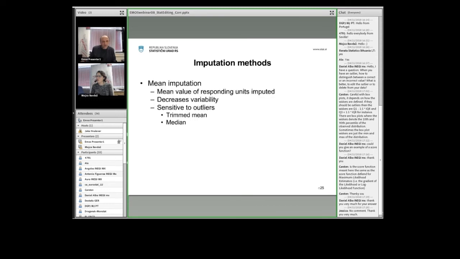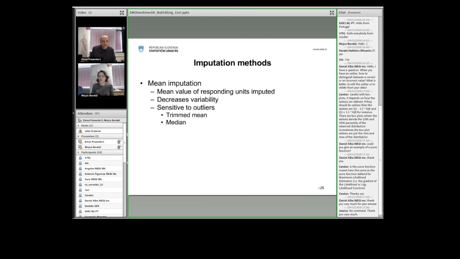The first one is the mean imputation. It's a very simple way of imputation, a very simple idea. If you don't have data for a certain unit, it is estimated by the mean of those units that responded. Of course, it's very simple, but it also has its problems.